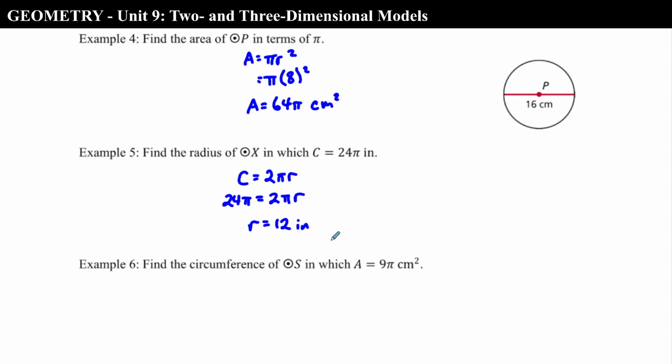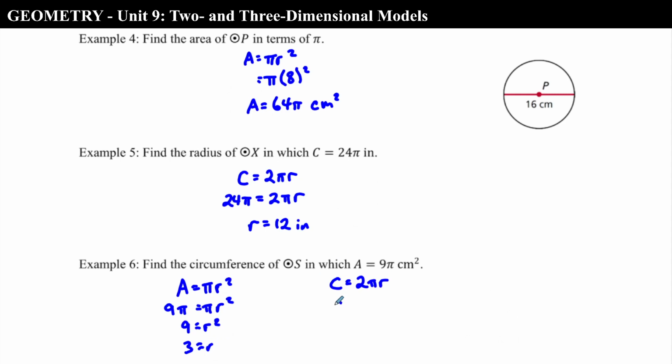Example 6, find the circumference of circle S in which the area is 9 pi centimeters squared. So we know that the area is pi r squared. The area here is 9 pi, and so we're going to find what r is. 9 is r squared, so r is 3. Our radius is 3. Then we're going to use that to find our circumference.